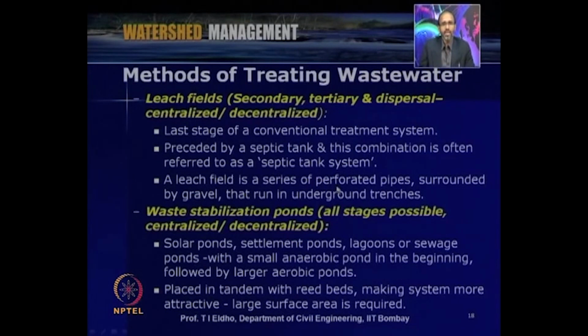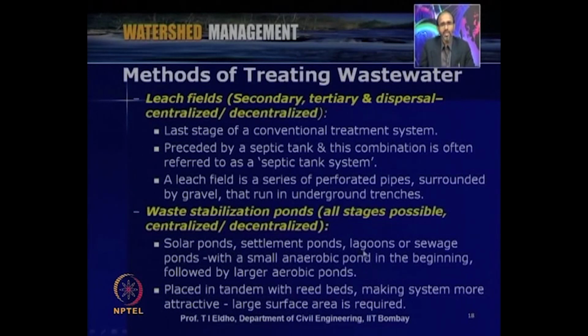So, a leach field is a series of perforated pipes surrounded by gravel that run in underground trenches. Through this we get somewhat treated wastewater. And then the next one is waste stabilization ponds. So, this can be all stages possible, like secondary, tertiary, and it can be either a centralized system or decentralized system.